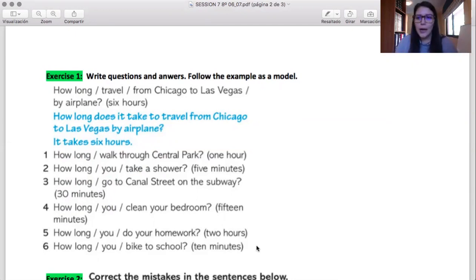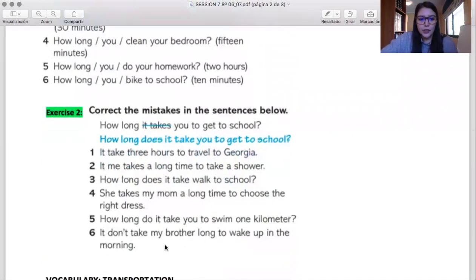Okay, let's see how you do in this exercise. Now we have here sentences or questions that have one mistake. You need to look at the sentences, look at how we form how long it takes, and then try to look for the error and then correct it.